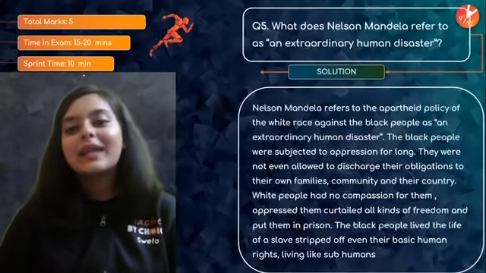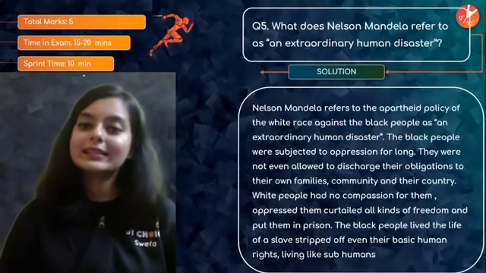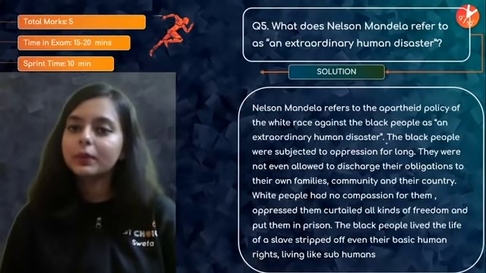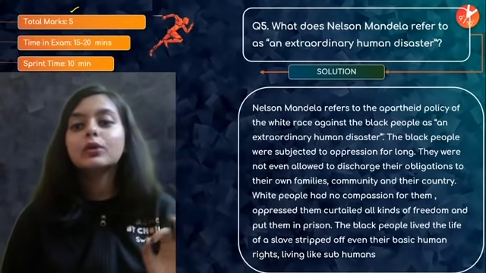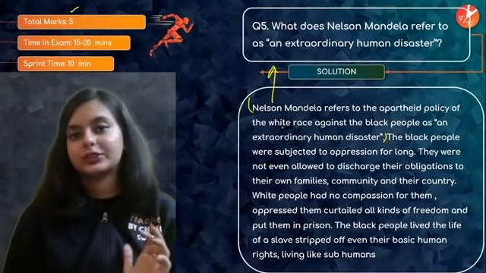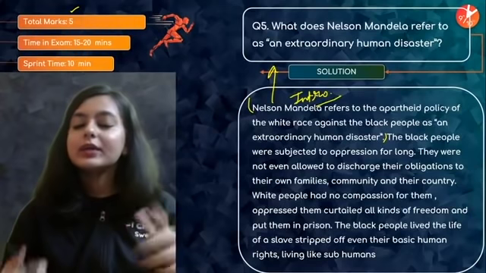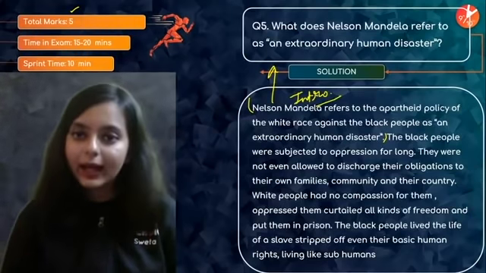Okay. So Nelson Mandela refers to the apartheid policy of the white race against the black people as an extraordinary human disaster. So when your question is of 5 marks, you see you have to give a proper introduction as well, which is connected to the question. Okay, this becomes your introductory line. Okay, you need to give a proper introduction to your question, addressing the question, right?